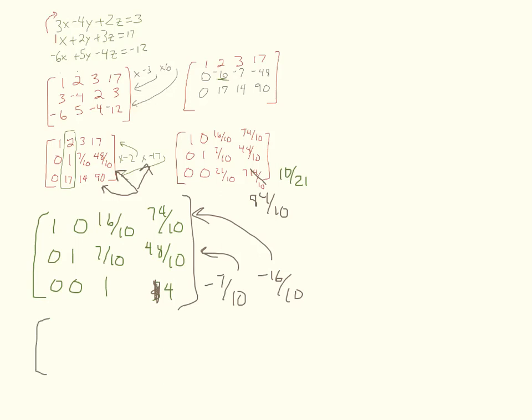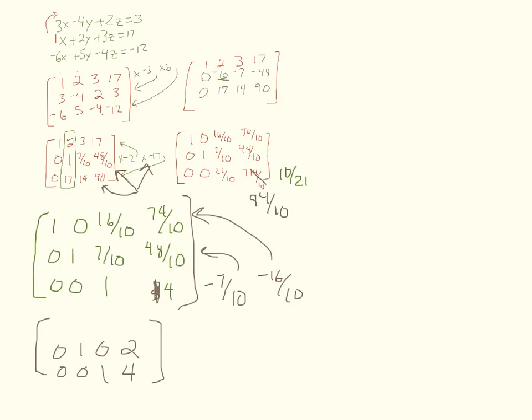Okay? So 0, 0, 1, 4, that's our reference. We're going to leave it there. 0 times negative 7/10 is 0, plus 0 is 0. 0 times negative 7/10 is 0, plus 1 is 1. 1 times negative 7/10 is negative 7/10, plus 7/10 is 0. And 4 times negative 7/10 is a negative 28/10, plus 48/10 gives you 20/10, which is a 2.